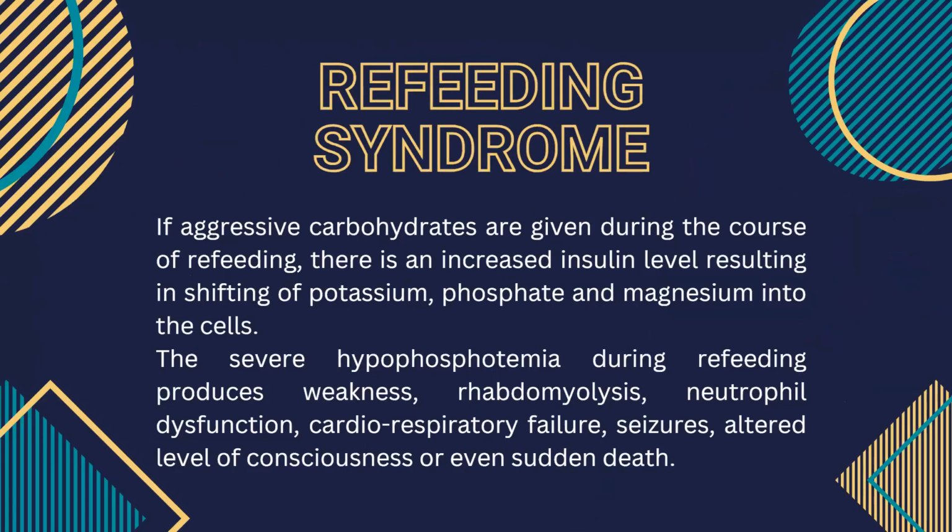Refeeding syndrome. If excessive carbohydrates are given during the course of refeeding, there is an increased insulin level resulting in shifting of potassium, phosphate, and magnesium into the cells. The severe hypophosphatemia during refeeding produces weakness, rhabdomyolysis, neutrophil dysfunction, cardiorespiratory failure, seizures, altered level of consciousness, and even sudden death.